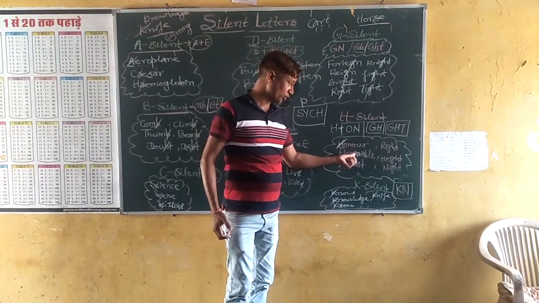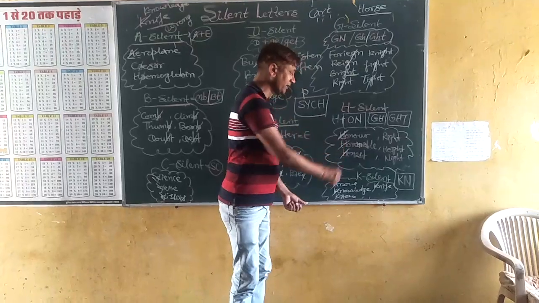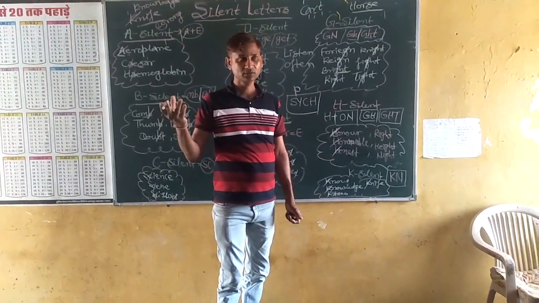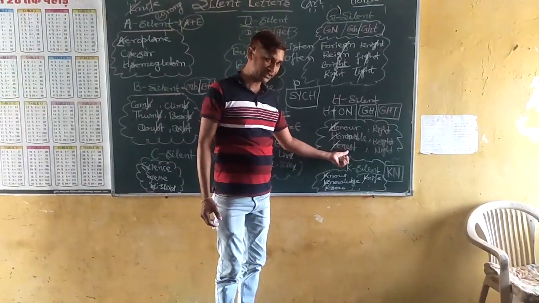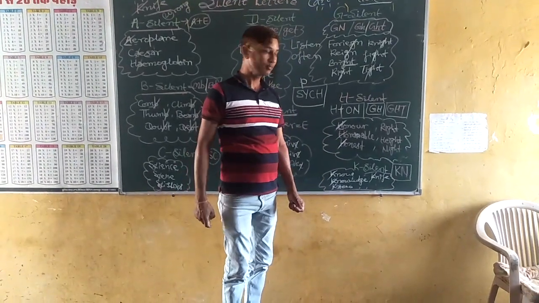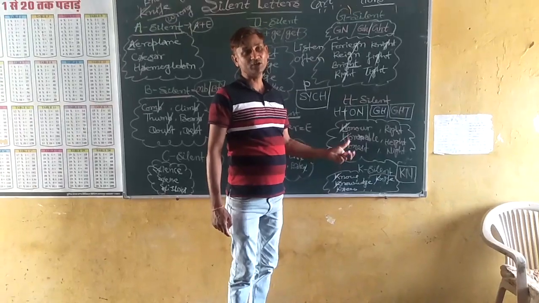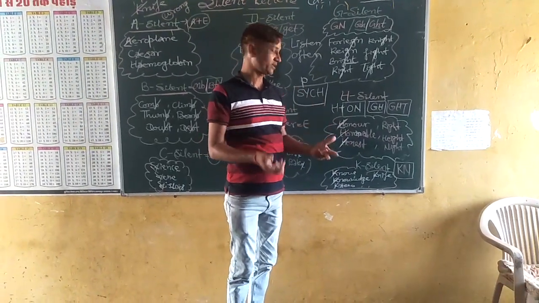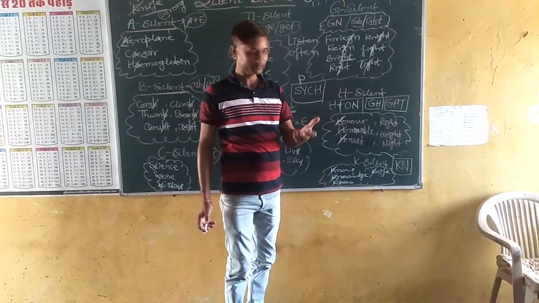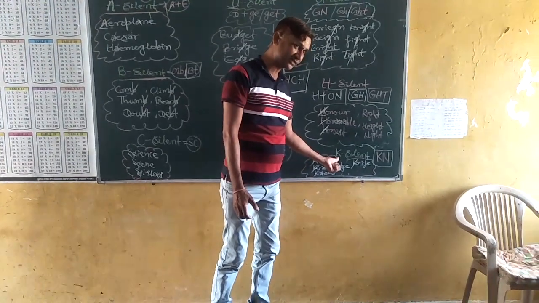Next, H-O-N-O-U-R-A-B-L-E. H is before O-N, H will be silent, and the pronunciation will be honorable. On, H-O-N-E-S-T. H is before O-N, H will be silent because H is before O-N. So H is silent here, and we will pronounce it as honest, not honest. Okay.